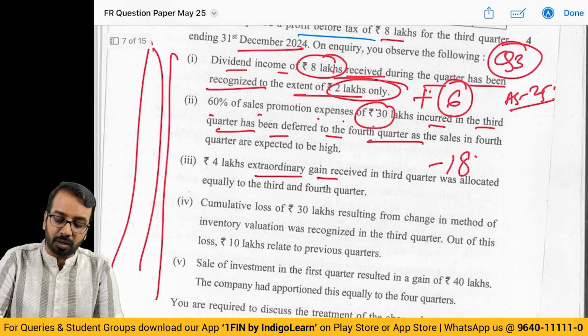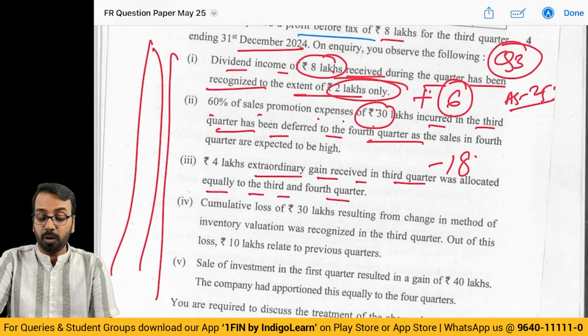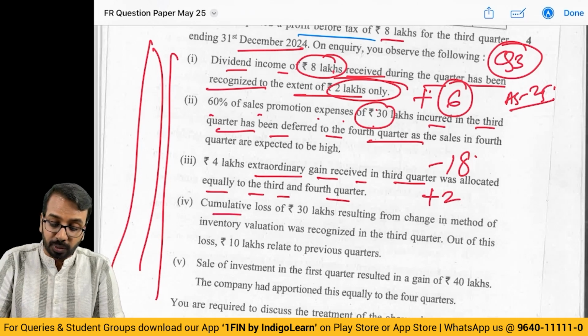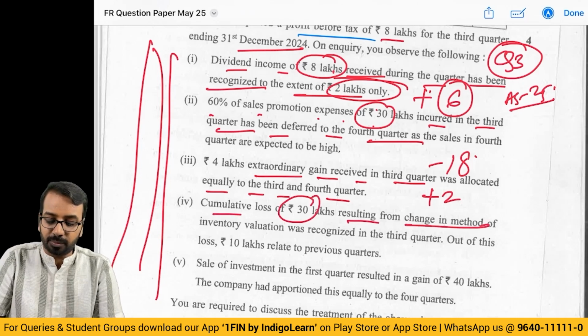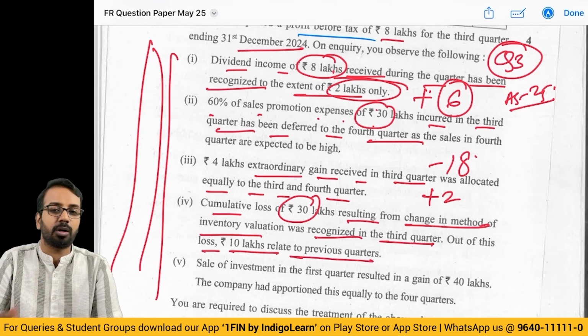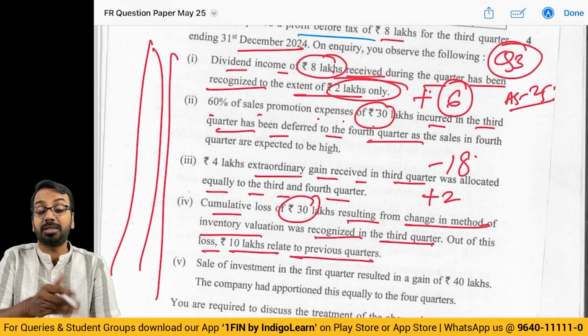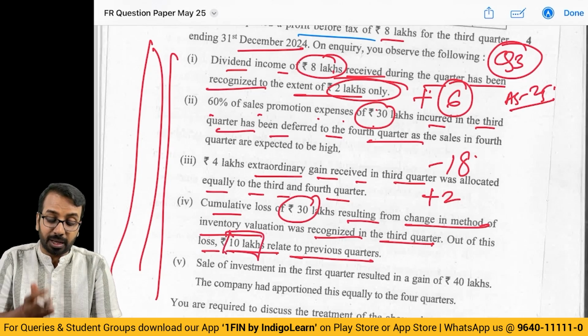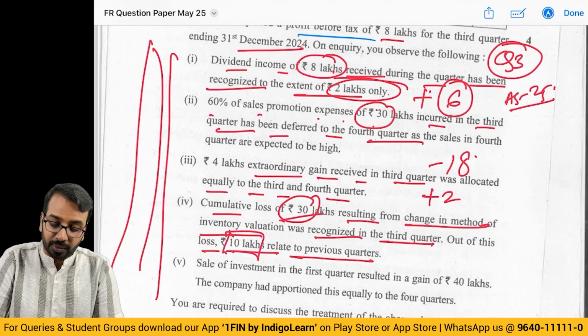4 lakhs of extraordinary gain received in third quarter was allocated equally to the third and fourth quarter. So another 2 lakhs you have to account in the same quarter because you cannot defer it. Cumulative loss of 30 lakhs resulting from change in method of inventory was recognized in the third quarter. Out of this, 10 lakh relate to previous quarter. So if it is an inventory change, it's a change in accounting policy to be applied retrospectively. So 10 lakhs has to be applied to the previous quarter. So we have recognized 30 here, 10 has to be reversed, plus 10.